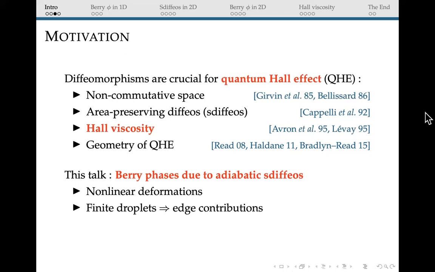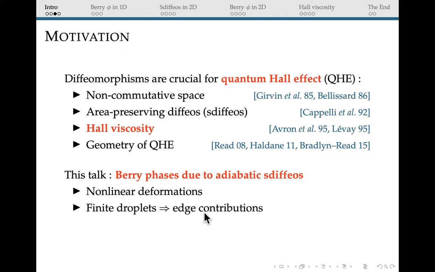Now, that's not what I'm going to do. What I'm going to do instead is to consider a finite droplet, a droplet with finite area on a plane. I'm not actually going to talk about the torus at all. And I'm actually going to deform that plane in a certain way. And we will see that because the droplet is finite, there is an edge. And that edge turns out to contribute to the Berry phase.